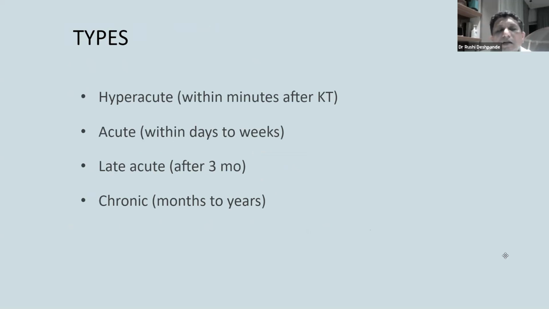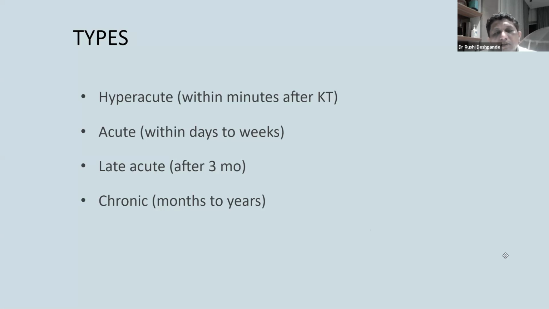Rejection is classified as hyperacute, acute, late acute, and chronic. Hyperacute means on the table, within minutes. It happens because you missed something, or one of your tests for the antibodies went wrong, because you were not able to detect antibodies when you should have, and that leads to hyperacute rejection. Acute rejection is usually within around 7 days to the first few weeks, and like I told you, it is the response of the effector arm of immunity, predominantly cellular immunity. So acute cellular rejection is the commoner form of rejection in this period of time.